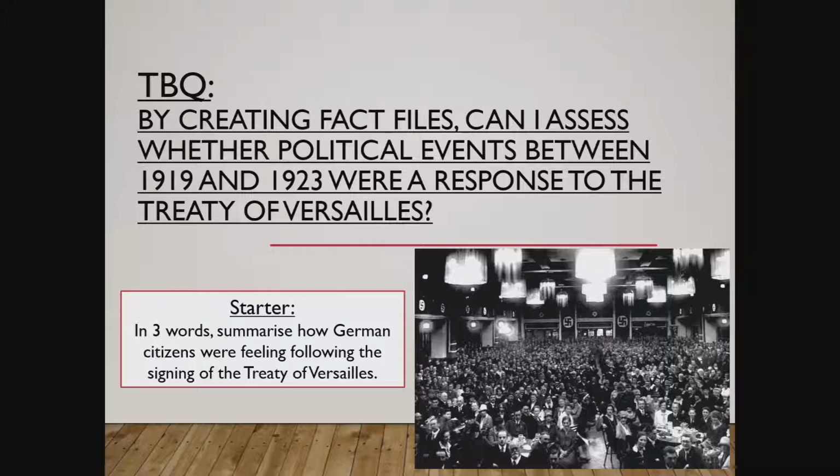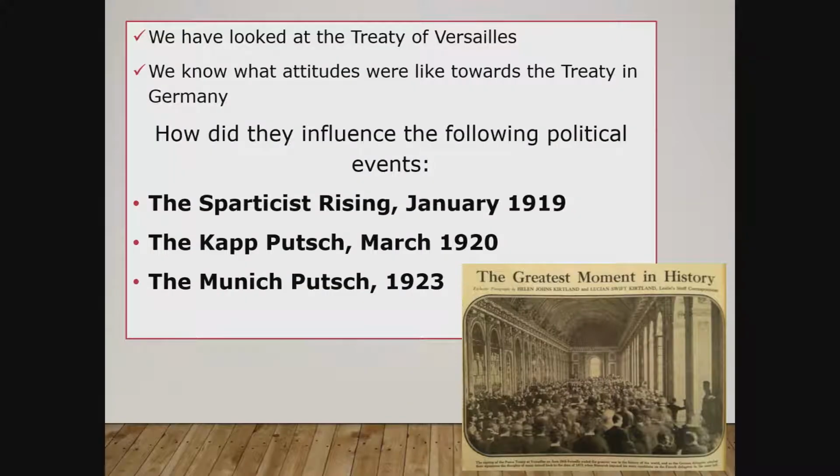On that note, for your exam, you need to know about 3 different uprisings that took place. These 3 uprisings were the Spartacist uprising of January 1919, the Kapp Putsch of March 1920, and the Munich Putsch of 1923. You need to know what all these 3 events were.